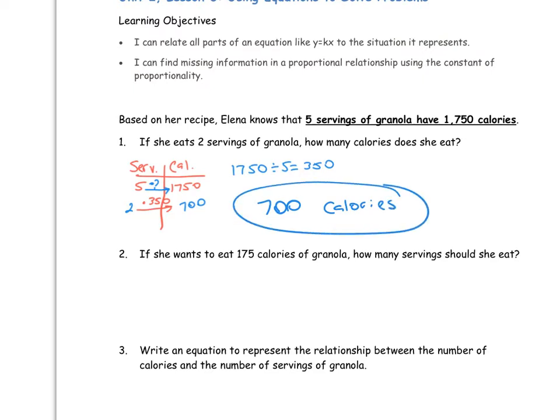The other thing I want to point out is that this 350 is the constant of proportionality, but keep in mind, if we wanted to interpret that, this would mean 350 calories per 1 serving. Let's take a look at question 2. If she wants to eat 175 calories of granola, how many servings should she eat?